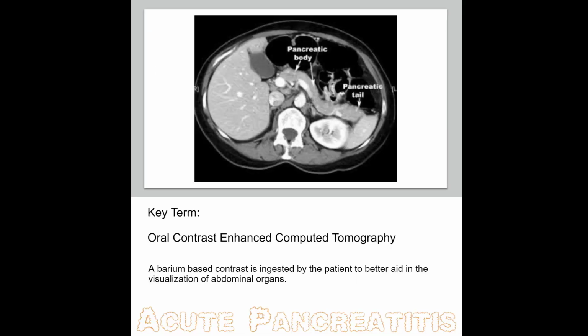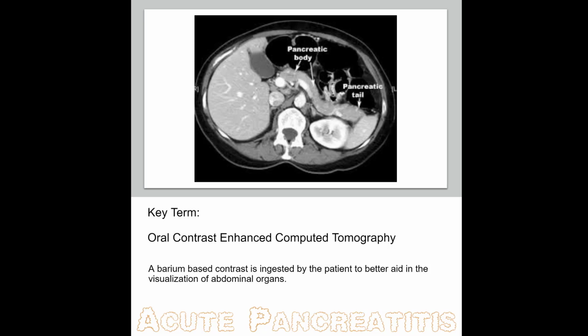And another key term that we need to think about is the idea of the CT. We know that ultrasound isn't super accurate at seeing the pancreas, so we want to remember that there are other imaging modalities that are helpful in diagnosing pathologies within the abdomen. And one of those happens to be the CT. Now, the CT is also limited as to some of the things that they can see, but one of the ways that they can enhance the way that they see the abdominal organs is to administer some sort of contrast.